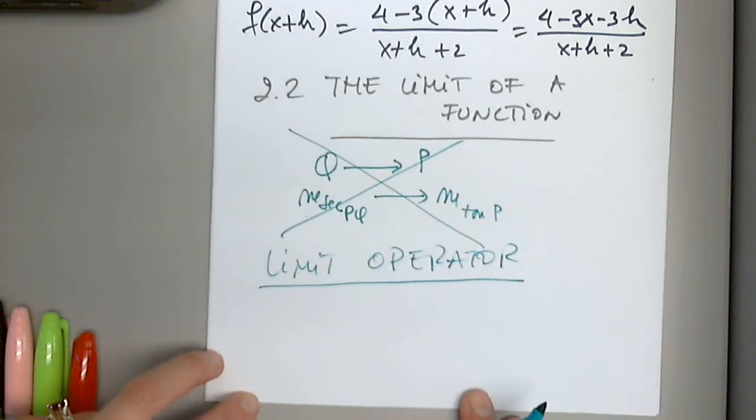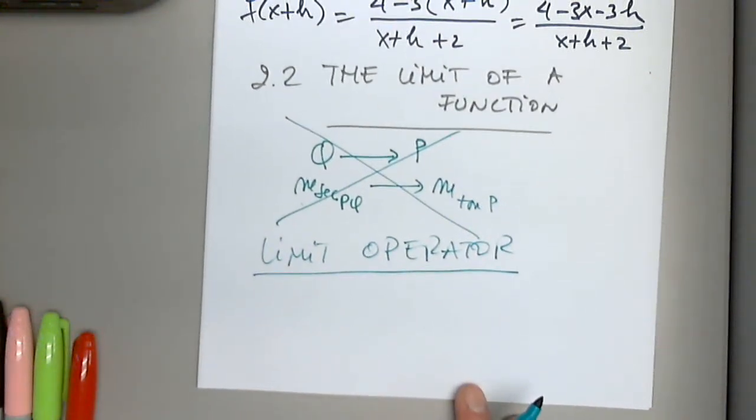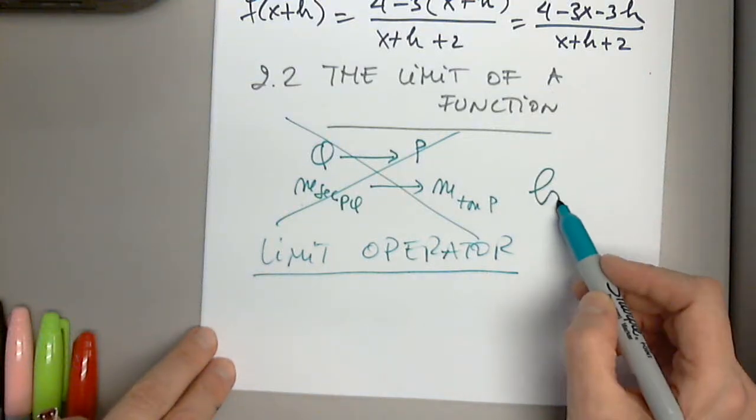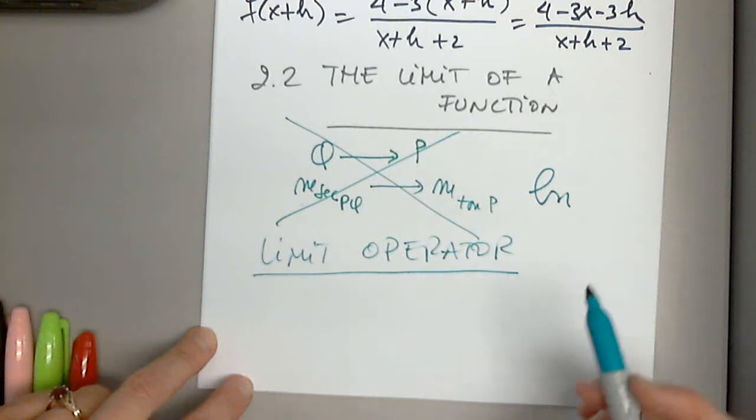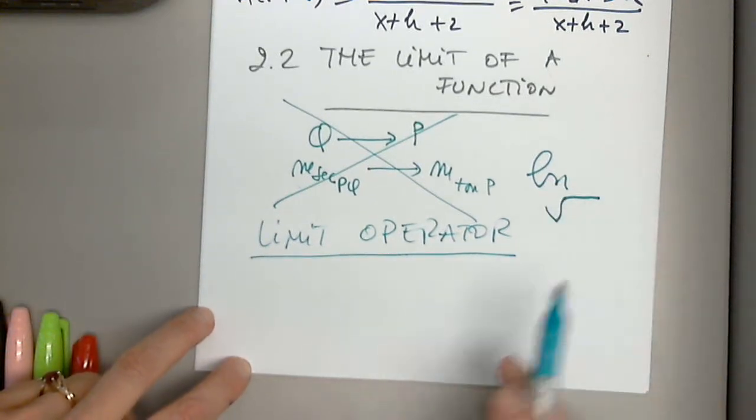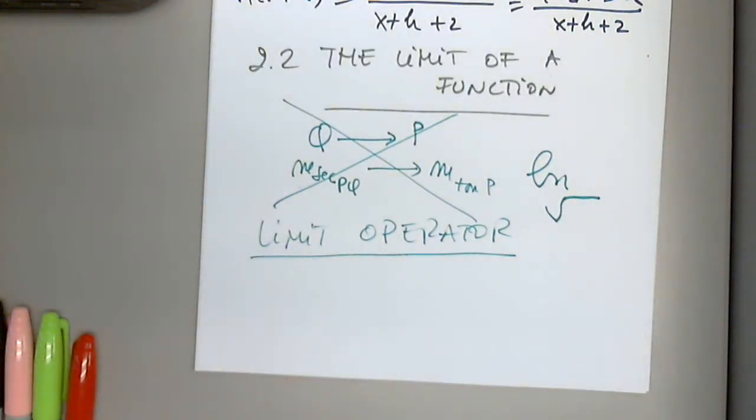Limit operator. Do we know other operators? Yes, we know natural log. Natural log is an operator. Okay, we know another operator. Yes, the square root. The square root is an operator.